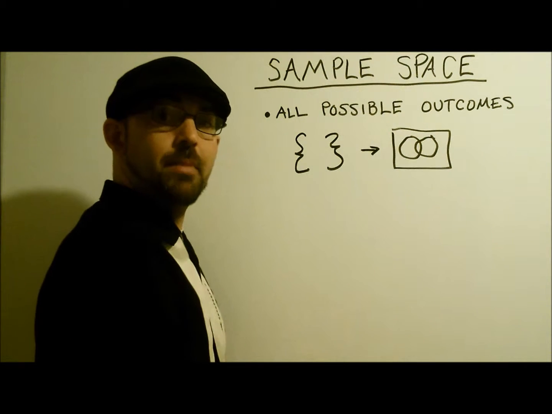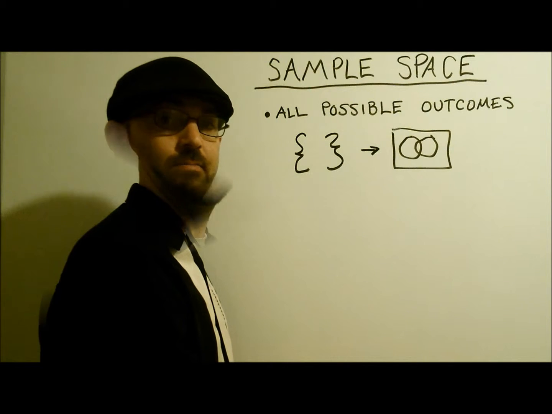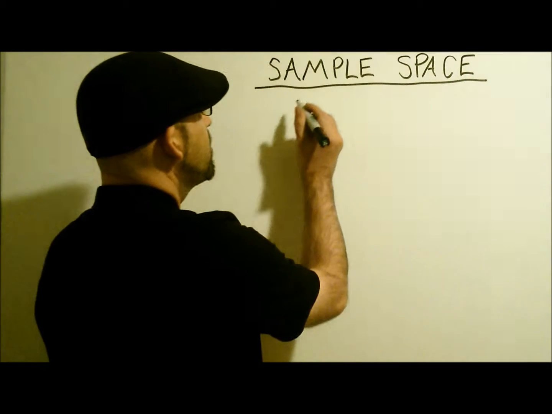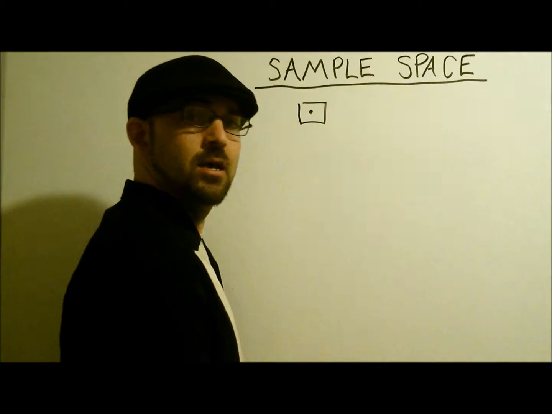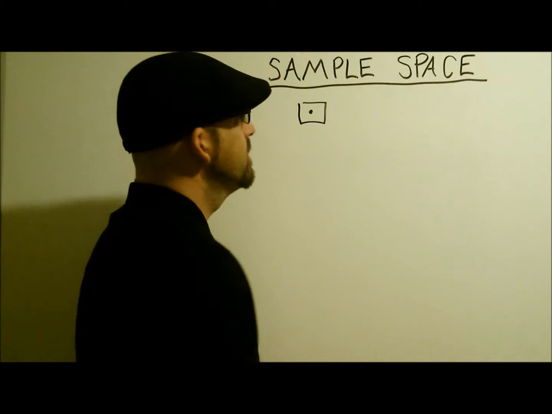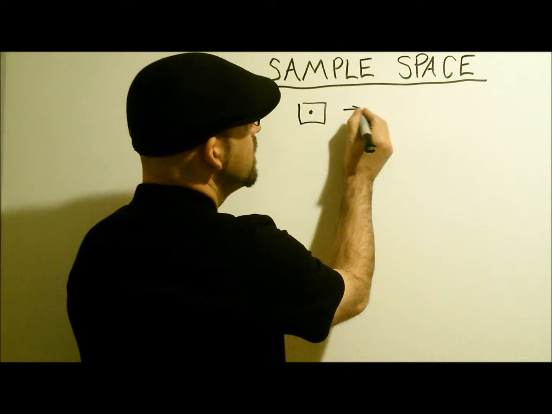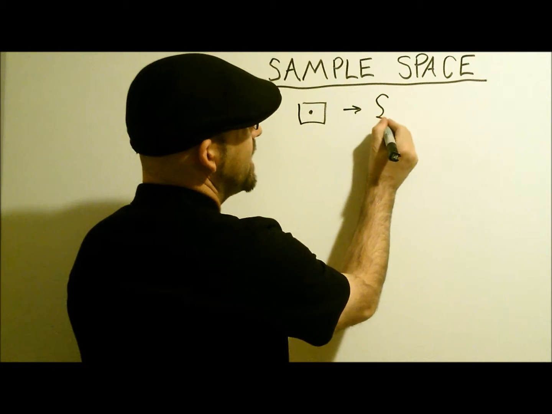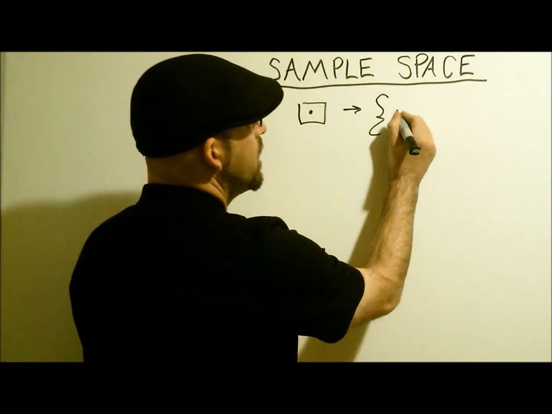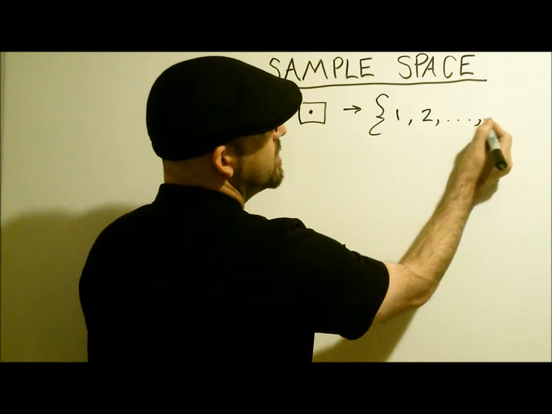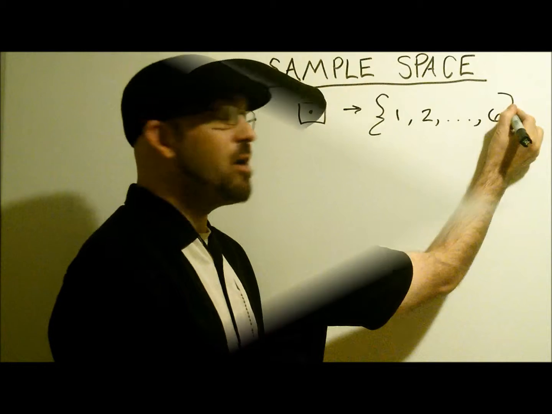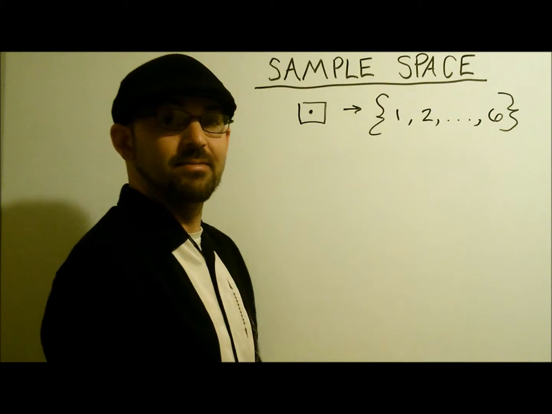Or we can use a matrix list. Here's what I mean. Let's say we were rolling one die. What would our sample space be? Well, we can put it in the curly brackets. We can roll a 1, a 2, all the way to 6. That would be an easy way to sort our data.